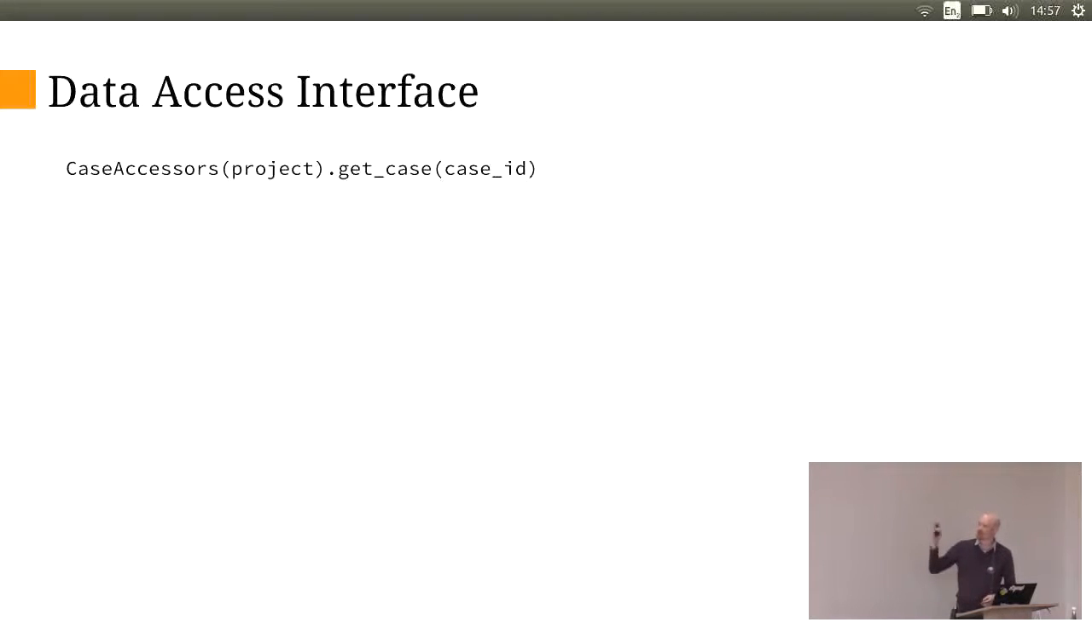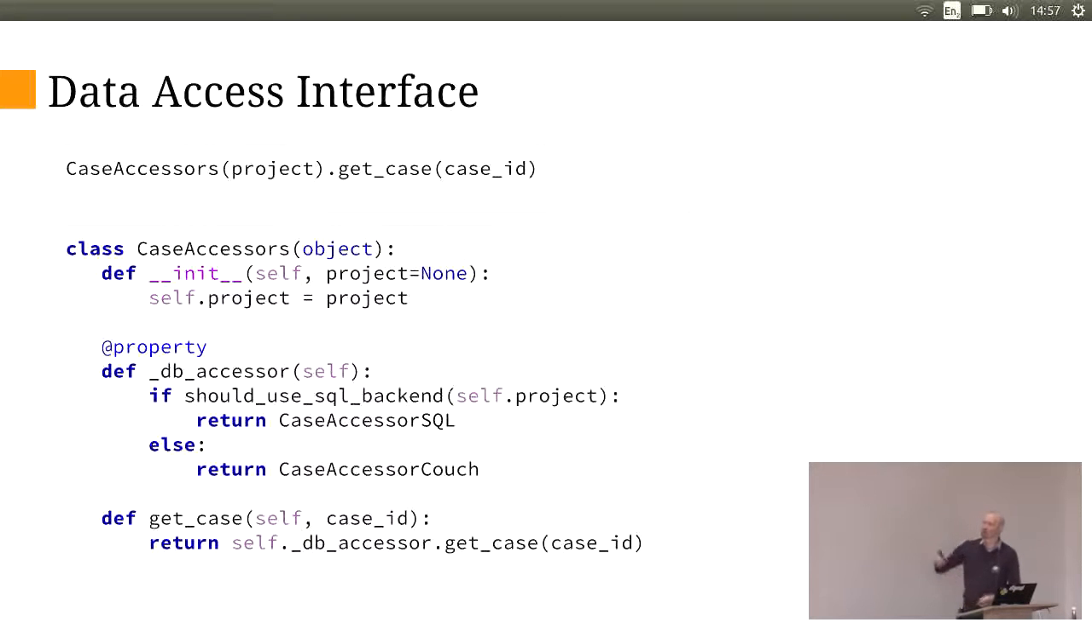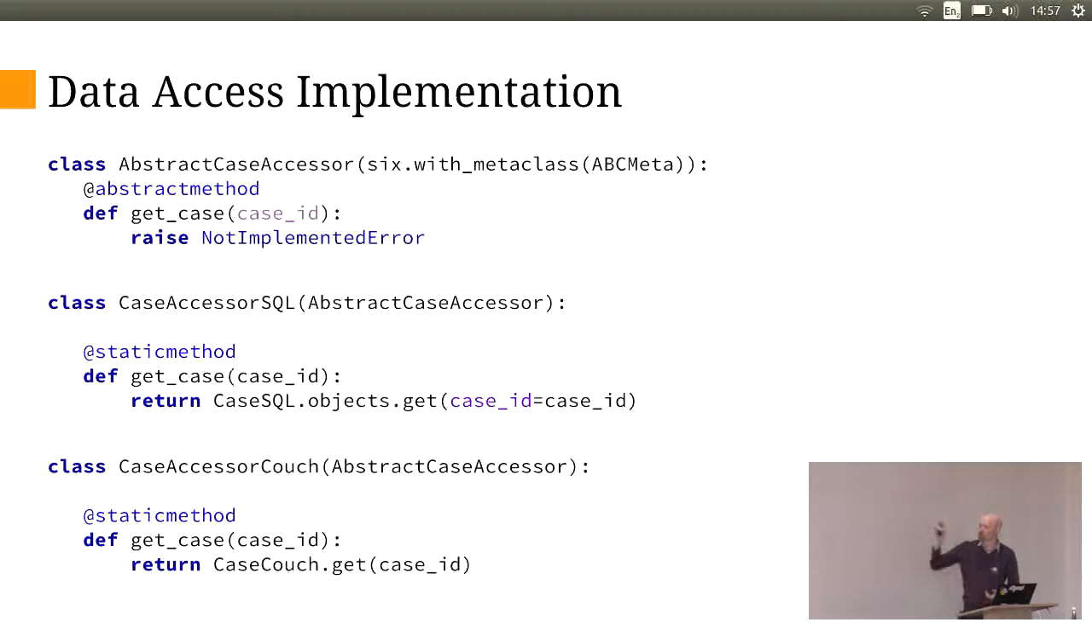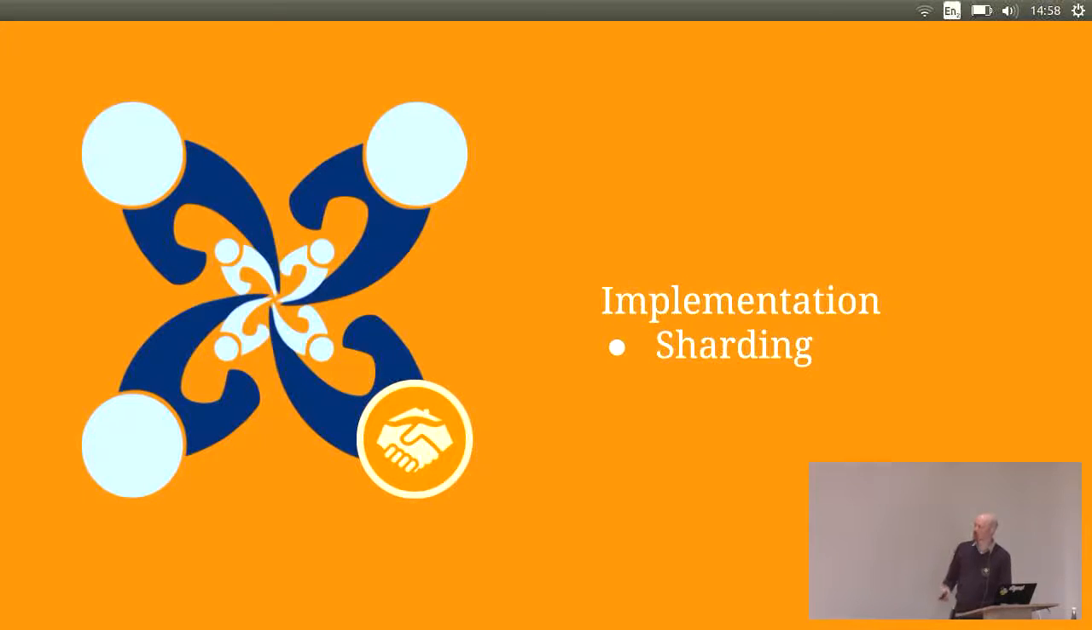Then we built a lot of different data access interfaces and processing interfaces so that regardless of where you're using it, you could just create an accessor and get a case. So that's what it looks like. Depending on the project, it would return a different implementation. The implementations are pretty straightforward. You can see we're still using just straight old Django queries there. We started doing sharding at a later stage, so I'll talk about that.